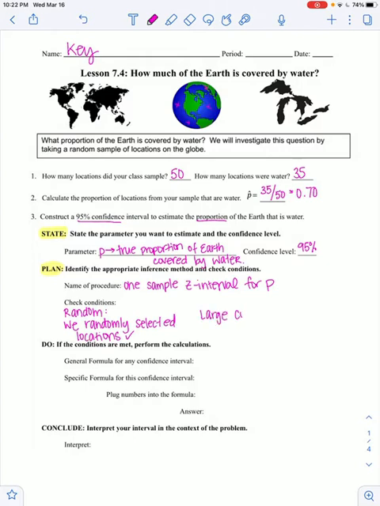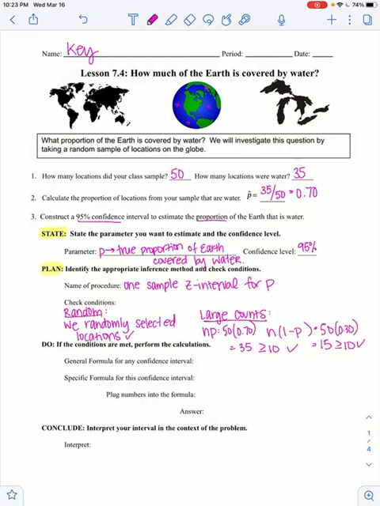Next, what we're going to do is large counts. Remember, with large counts, that's us taking our n times p and our n times 1 minus p and seeing if these both are greater than or equal to 10. For our n times p, that's 50 times 0.7, and we get 35. For our n times 1 minus p, that's going to be 50 times 0.30, which gets us 15. So both of these are greater than or equal to 10, so our large counts condition is met in this situation.